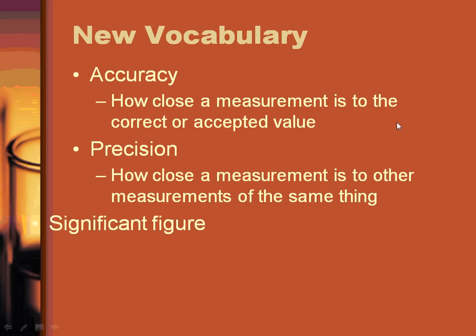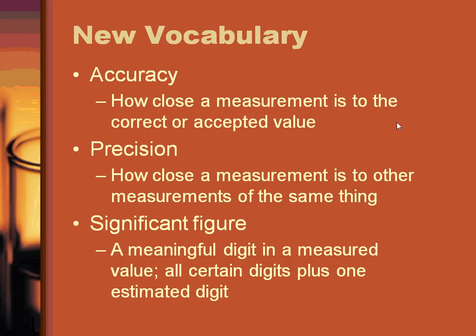All right, and the last one, you guys already know, the significant figure is just a meaningful digit in a measured value. So all certain digits plus one that is estimated. So you go to what you know for certain, estimate one more. Okay, so those are our three vocab words. Significant figures, you don't need to write that in your notes. All right, we already have that, but just as a little reminder when we do measurements.